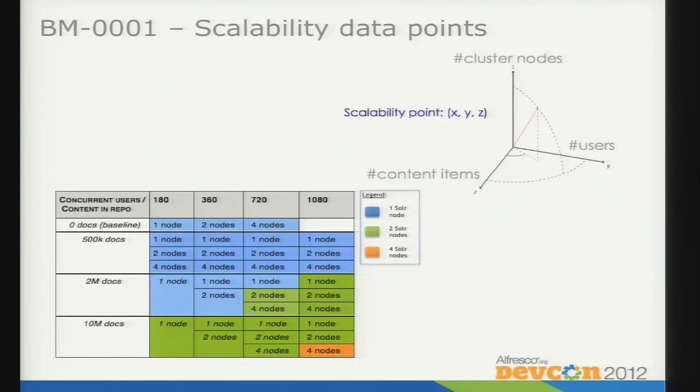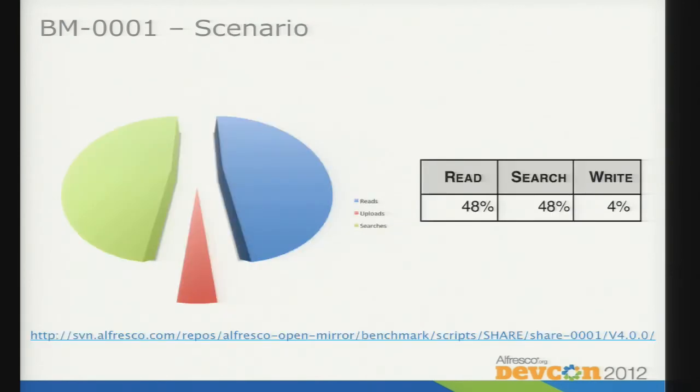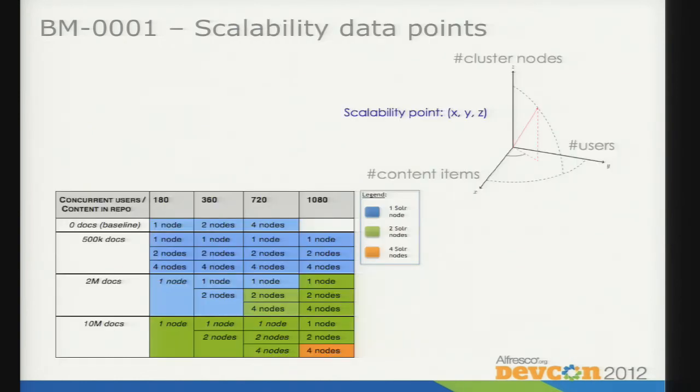Now, what I didn't say, and I think it's quite important, is that this scenario has 48% search, which means that half of the time users are issuing searches. As you can see, this is very search intensive, stressful for the indexing tier. And in fact, I'm going to be brief here, but on our top data point, so almost 1,100 users and 10 million nodes, we had to scale up to 4 Solr nodes to actually support that. Yeah? So this is the number of Solr nodes that we used throughout the benchmark.